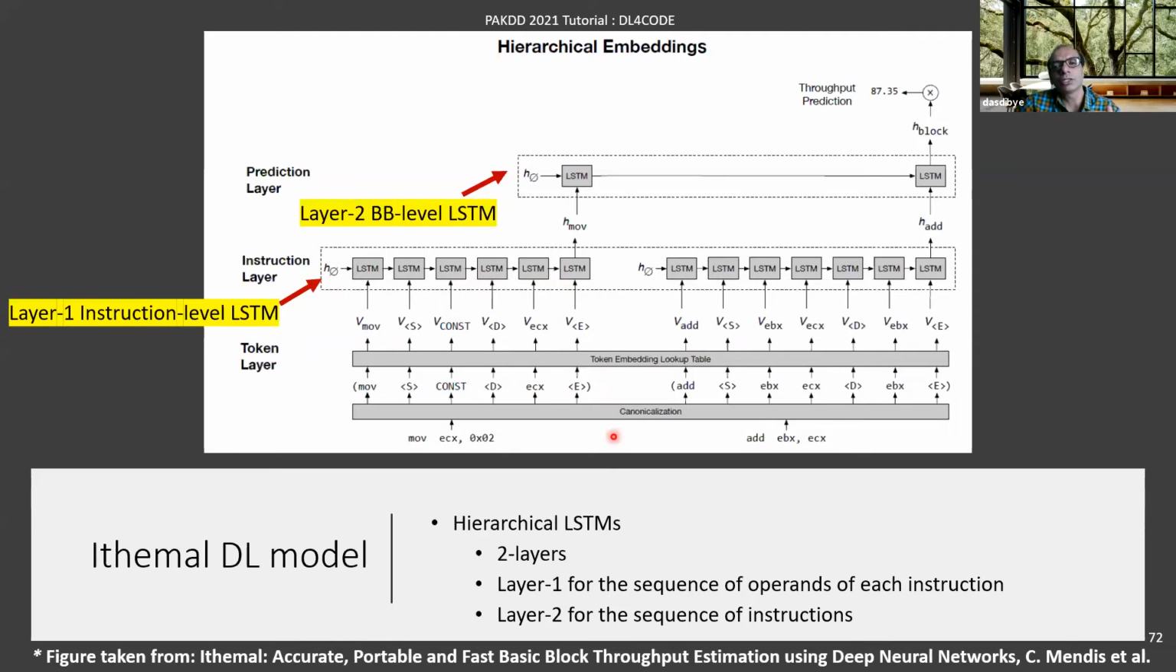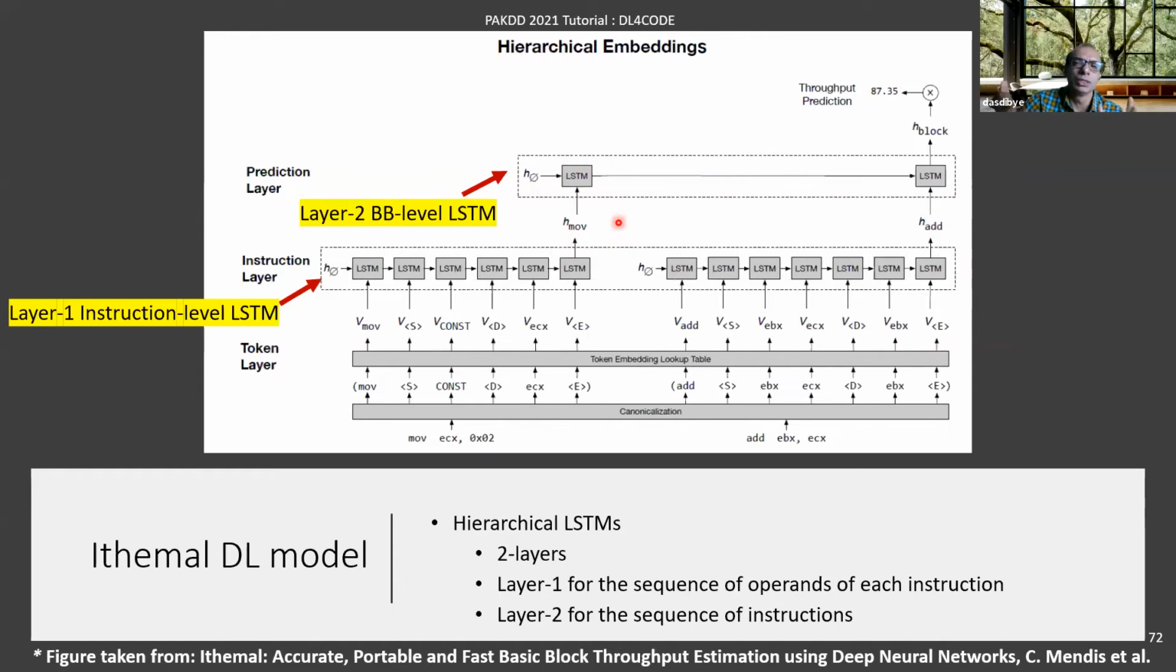And each instruction LSTM's output is now fed to the next layer of LSTM for your basic block. As you know, a basic block consists of many instructions. So the first layer is your instruction layer, and for each one, you get the hidden vector for the last output. This is the H-move output, this is the H-add output, and then it is fed to the next layer of LSTM, with each one standing for one instruction. So if you have, let's say, 20 instructions, you'll have 20 of these here.